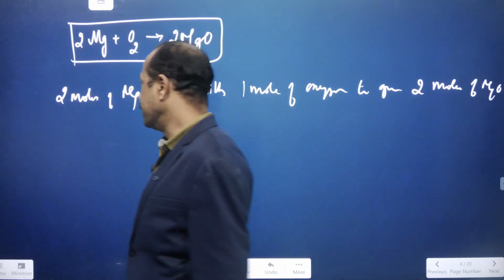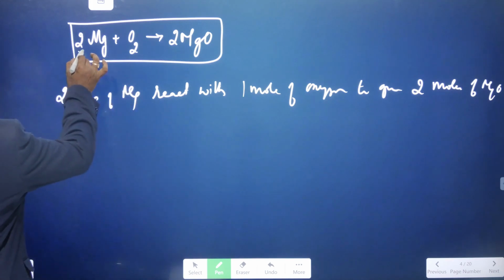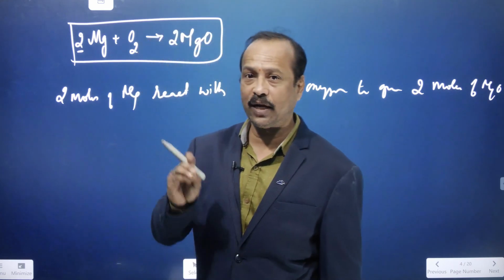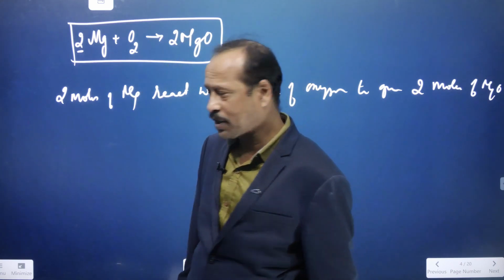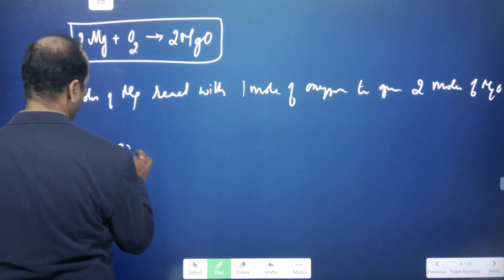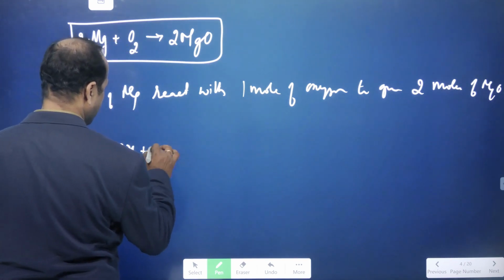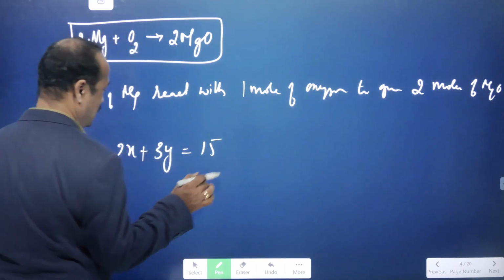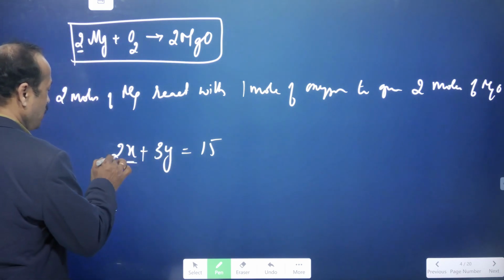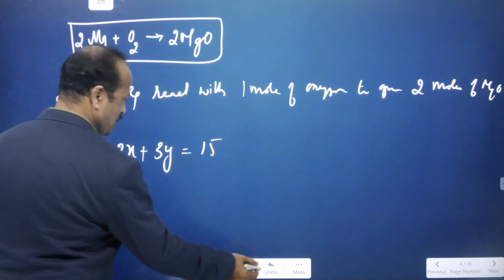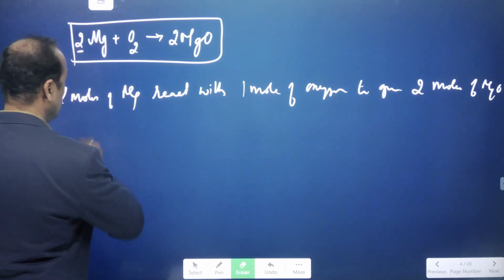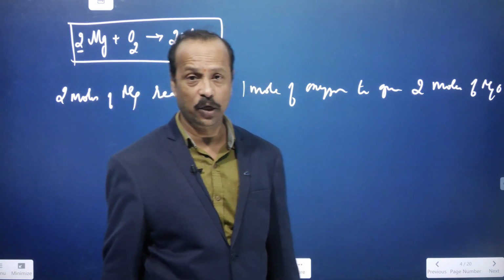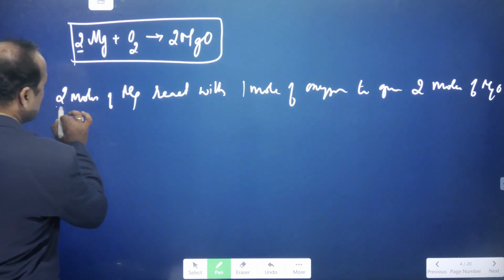Now, this 2 here is called a stoichiometric coefficient. What is a stoichiometric coefficient? In mathematics you might have studied 2x plus 3y is equal to 15, something like this. Here x is a variable and 2 is a coefficient, y is a variable and 3 is a coefficient, right? Like this, here also this is a coefficient, and it is called a stoichiometric coefficient.